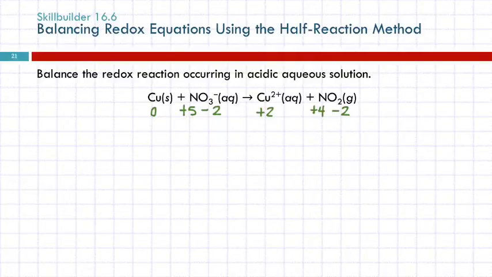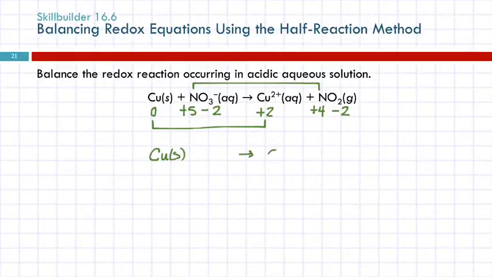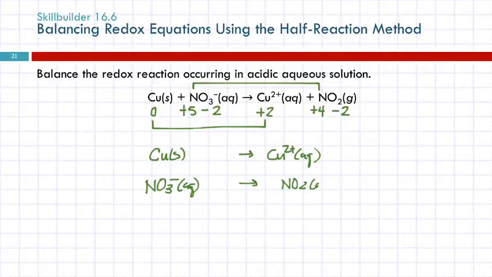I think it's helpful to just kind of group these before you split them up. The copper is going over there, and this one is going over here. So I'm going to write down CuS goes to Cu2+ aqueous. And then I've got the NO3- aqueous going to NO2 gas. So I split it into 2 half reactions.